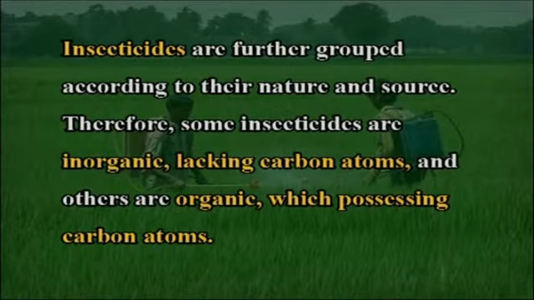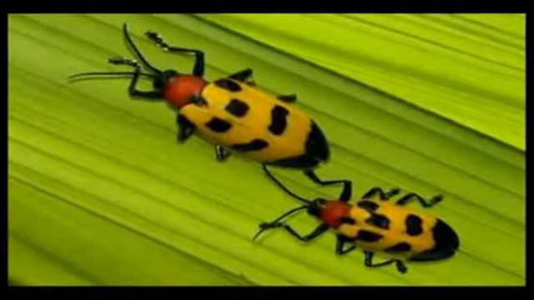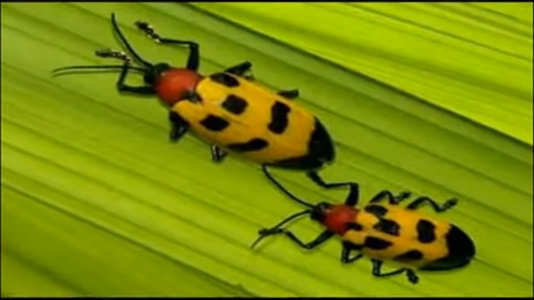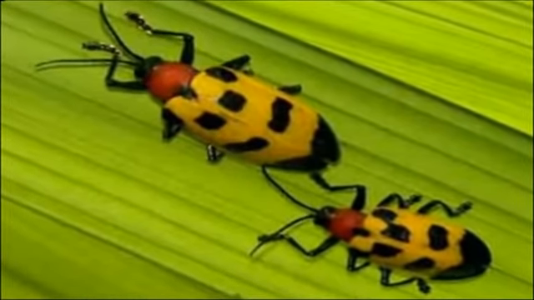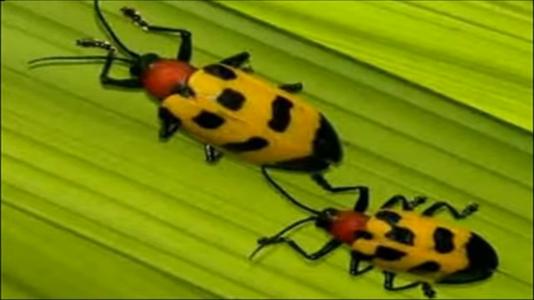Insecticides are further grouped according to their nature and source. Therefore, some insecticides are inorganic, which lack carbon atoms, and others are organic, which possess carbon atoms. Most modern insecticides are organic, and these are even subdivided as natural or synthetic.